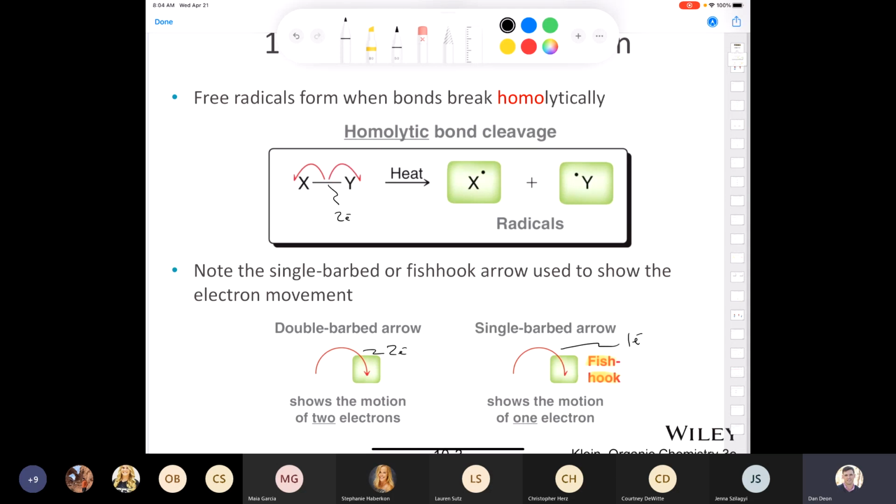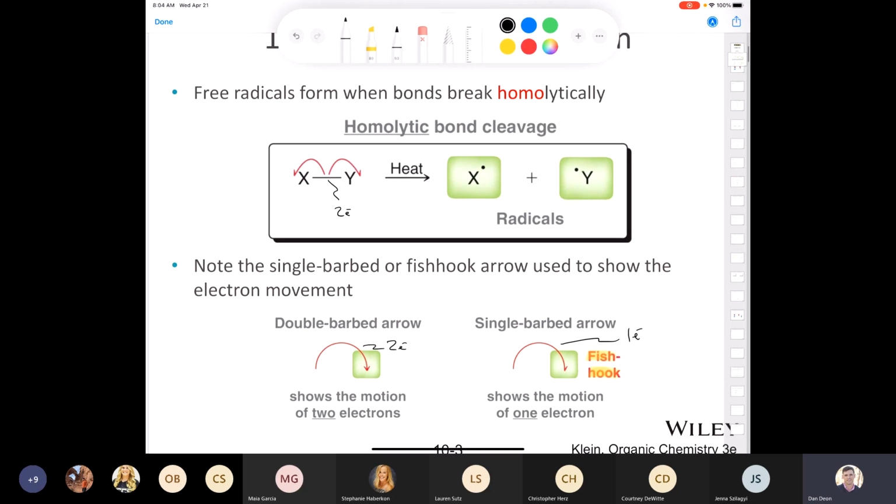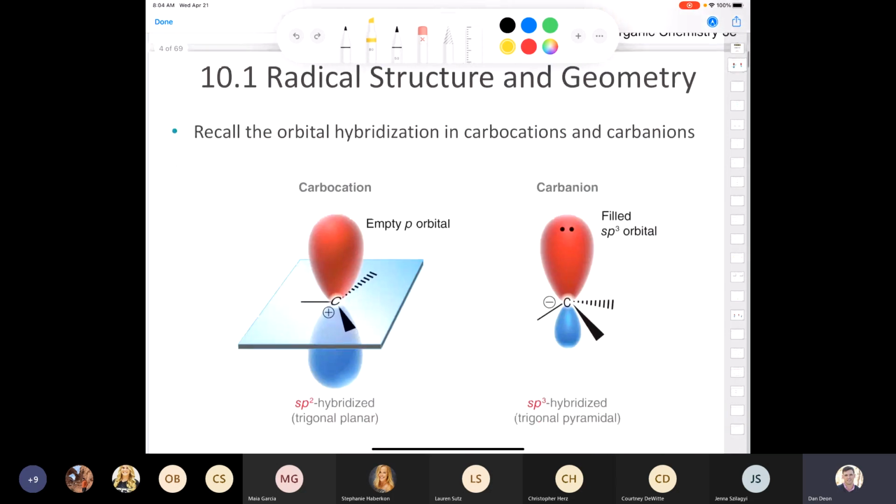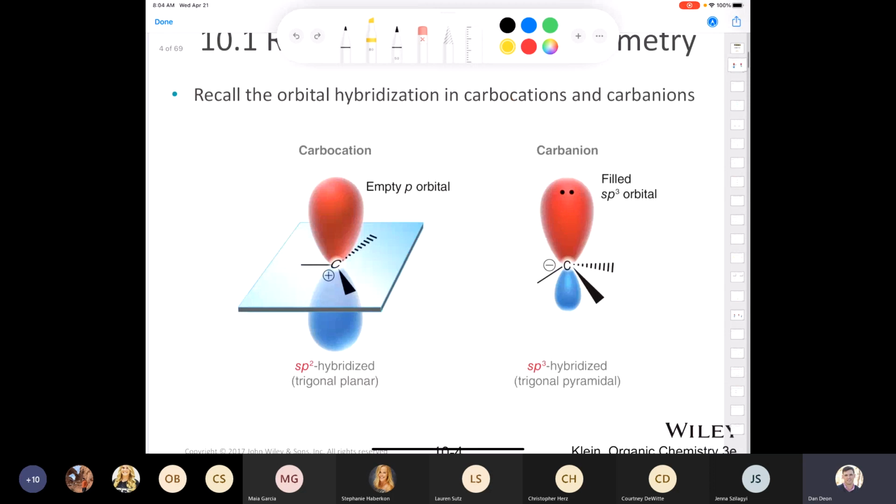Now let's talk about the structure of a radical. What does a radical actually look like? If we go back to when we first learned about carbocations and carbanions, we said that the molecular geometry of a carbocation, which is an sp2 hybridized carbon, is trigonal planar. It is totally flat. That's why we have this planar arrangement here, to show you that this is flat, or planar.